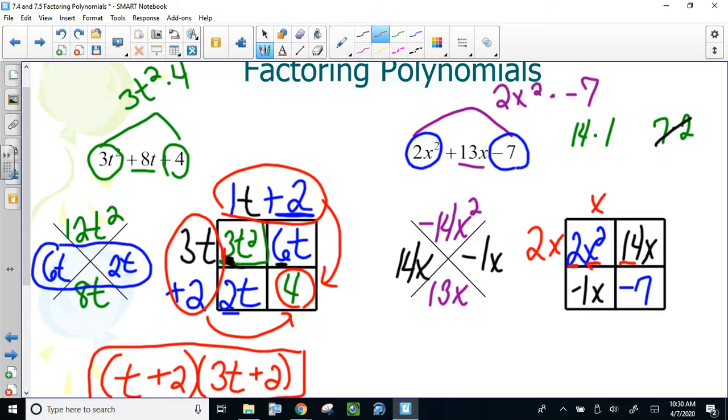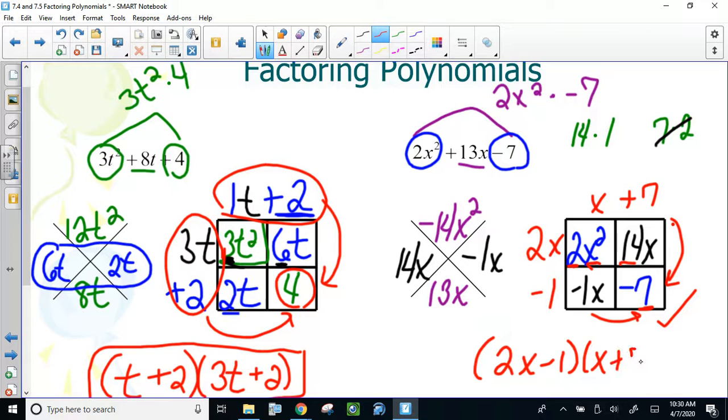So then 2 times what makes 14? Well, that would be 2 times 7. That's where our 14x comes from. And then what makes our negative 1x? Well, I would need a minus 1. And just to double check, do I get from 7 and negative 1, does that make negative 7? Sure enough, it checks out. So here's our answer, 2x minus 1 and x plus 7.